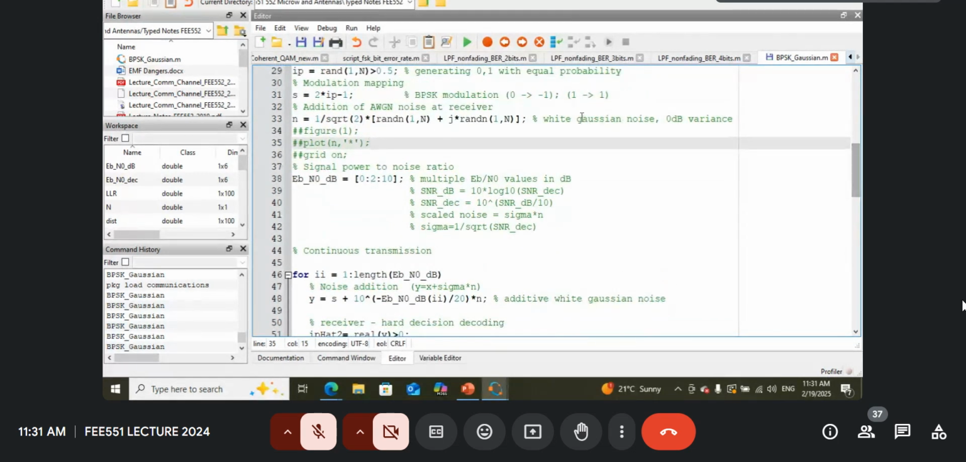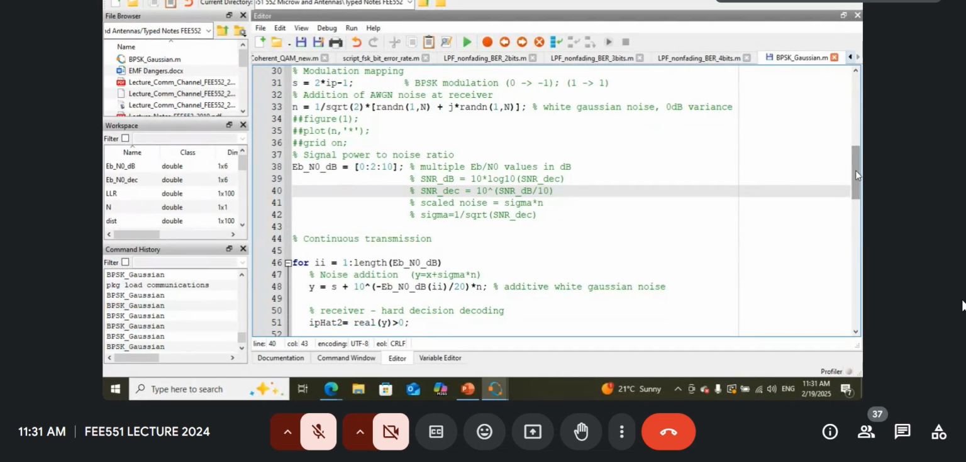Then now you have the signal to noise ratio. At what power are you transmitting the signal? So you also have to evaluate that. This is the energy of the bit which you are transmitting to noise ratio. We are preparing it in decibels, so 0 to 10 decibels. Those are multiple signal to noise ratios from 0 to 10. A 0 dB does not mean a 0 value. 0 dB is actually at 1, meaning the noise power is equal to the signal power.